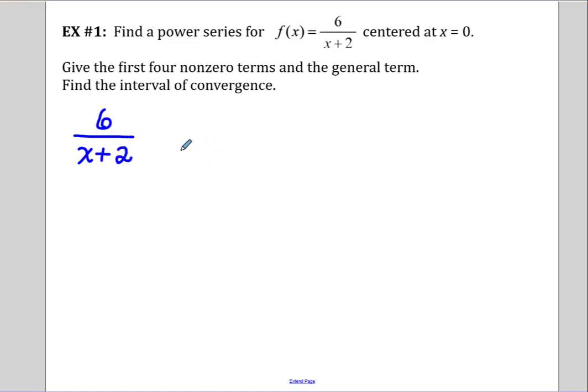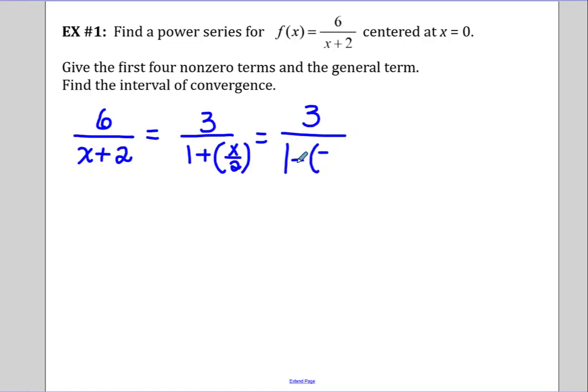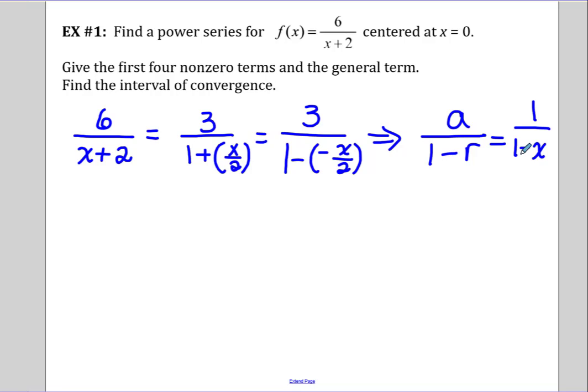So in our power series 6 divided by x plus 2, we can rewrite that to be 3 in the numerator and 1 plus x over 2 in the denominator, by simply dividing each term out to reduce that down. So we're going to allow our first term to be 3, and our ratio is going to be negative x over 2, and that way it'll resemble that summation of a divided by 1 minus r. And we saw if we let a be 1, we could rewrite that to resemble this series from previous sections in our units, where a is 1 and r is x.